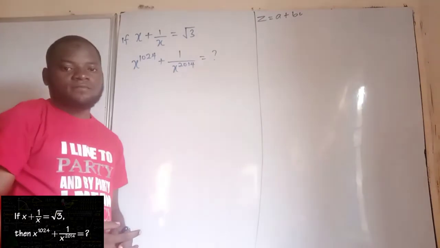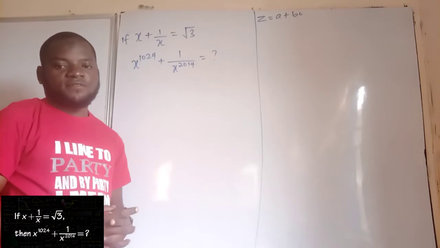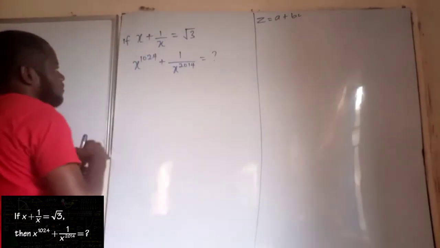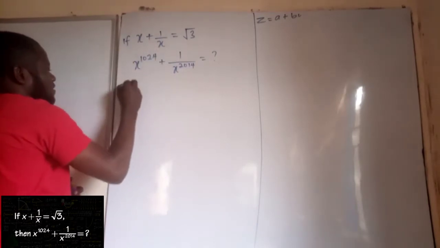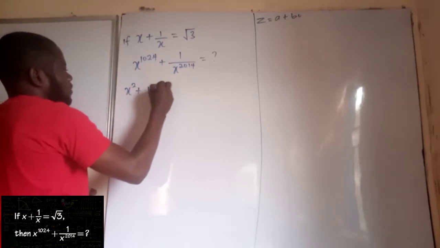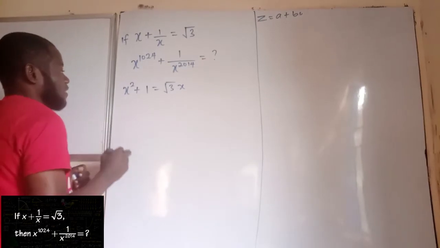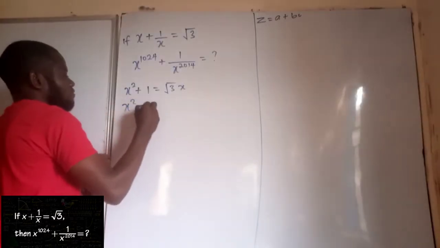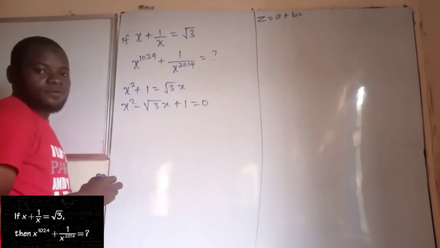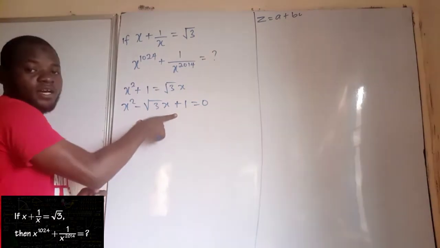2014? You can pause the video and give this problem a try, and when you're done, keep watching the video. Okay, let's start from where we know. By multiplying through by x, I have x squared plus 1 equals root 3 x. I can write this as x squared minus root 3 x plus 1 equals 0. Now I can apply the quadratic formula in solving this.